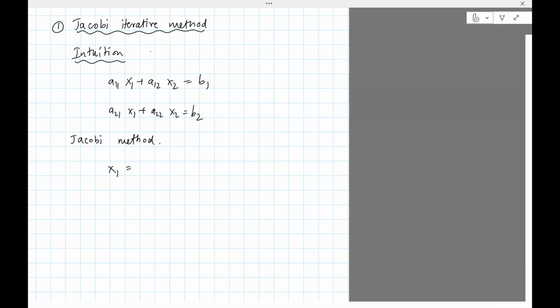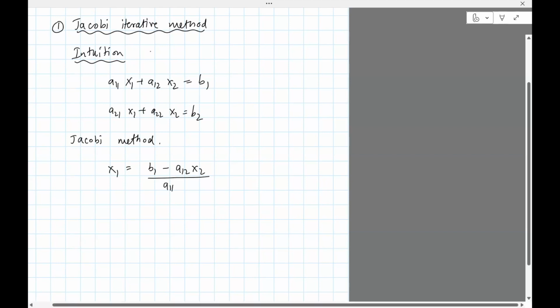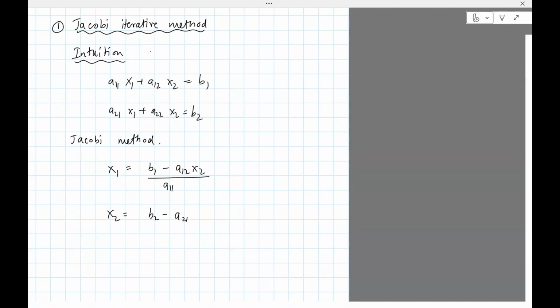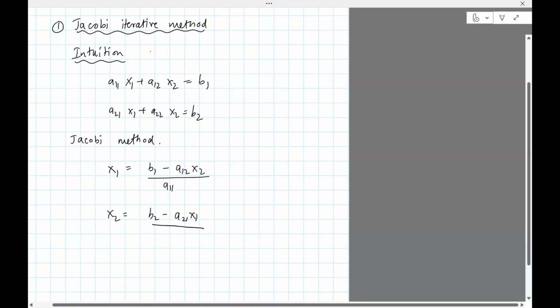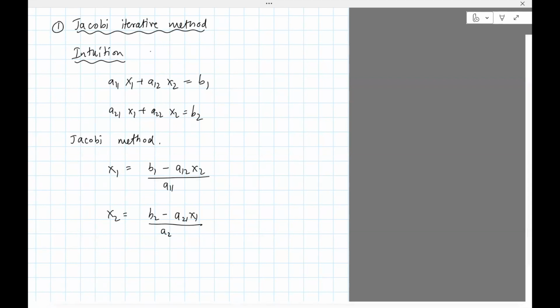You'll try to solve for x1 in terms of x2 from the first equation. So that will be b1 minus a12 x2 divided by a11. And then you solve for x2 in the second equation. So that will be b2 minus a21 x1 divided by a22.